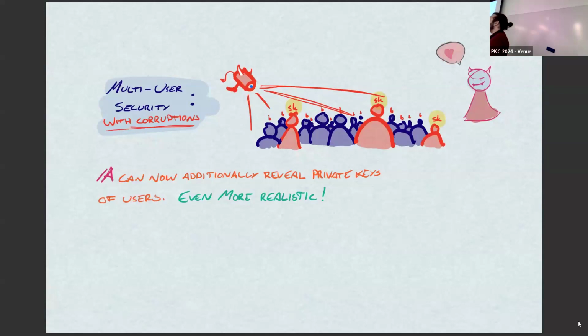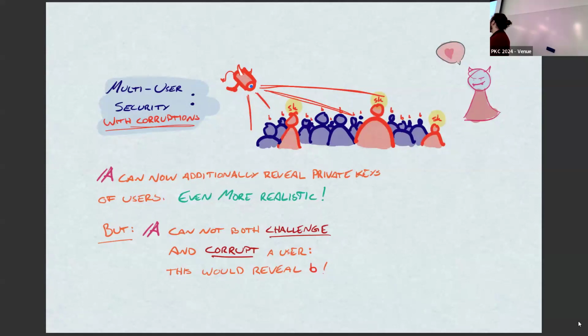And the game is strictly general, more general. So we get something that's even more realistic. But a sort of funny thing happens here, where there is a segregation between corrupting a user and challenging it. Because you can see that if you allow the adversary to recover the private key and then challenges the same user, it will learn this global bit of the security game. And the game is trivially broken.